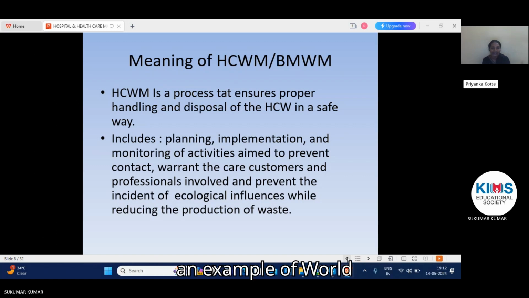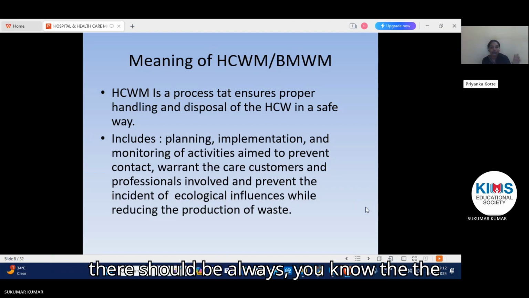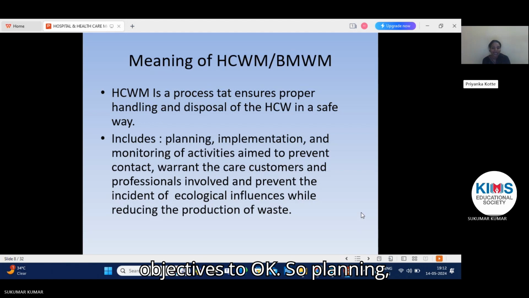You can take the example of the World Health Organization. It is the one that actually initiated biomedical waste management. It has given the color codes. It has given the biomedical symbol. Everything is done over there. That is the planning, but implementation comes into our hands. And the third important thing is monitoring. There should always be a supervisor. There should always be a meter to check our objectives. So planning, implementation, and monitoring are very, very important.